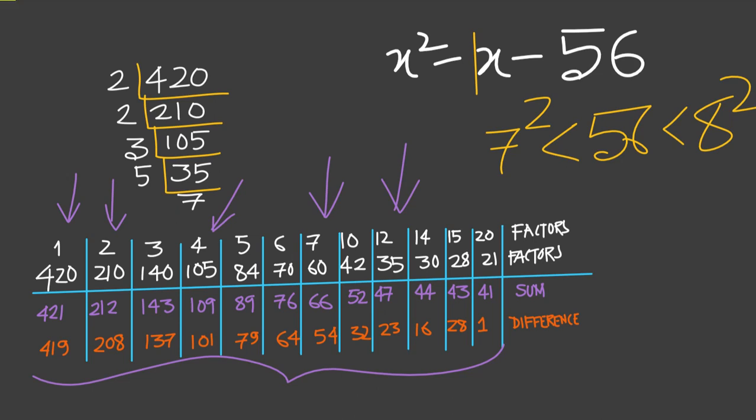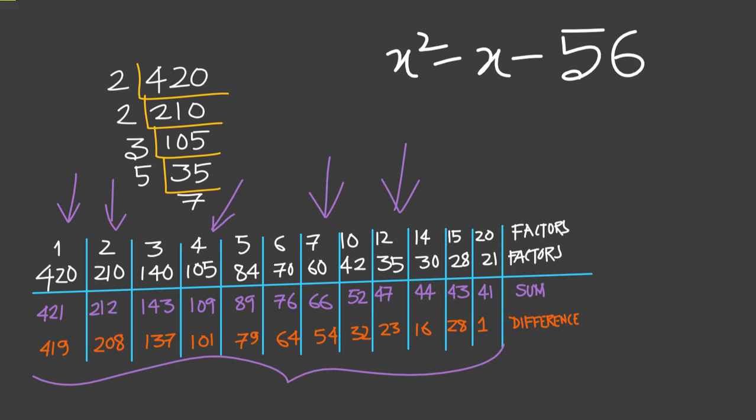Now what will be the sign of the numbers? 8 will be negative and 7 will be positive. So ultimately it will be minus 8x and 7x. So if you split the middle term, you will get minus 8x and plus 7x. Quite easy.